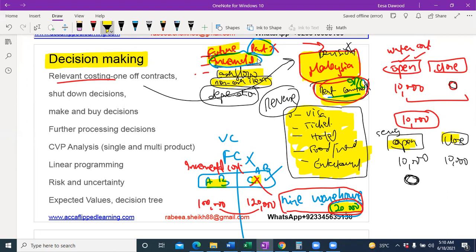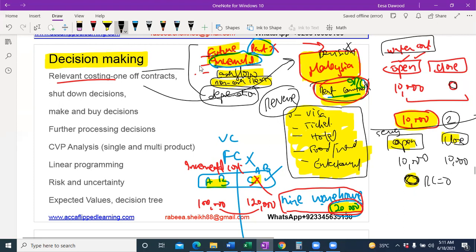Then only that incremental cost would be a relevant cost. Here, there's no incremental cost. So the relevant cost here in this scenario B, in case of a security guard, is 0. But in scenario A, where I'm calculating a relevant cost for the water park, if I close it, it's 0. If I keep it open, it's 10,000. So here the relevant cost is 10,000. Okay. So there has to be a future, incremental cash flow, then it's a relevant cost.